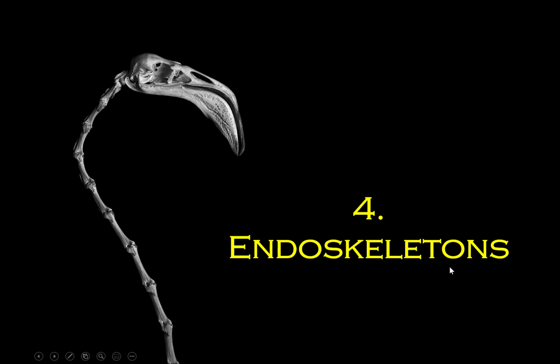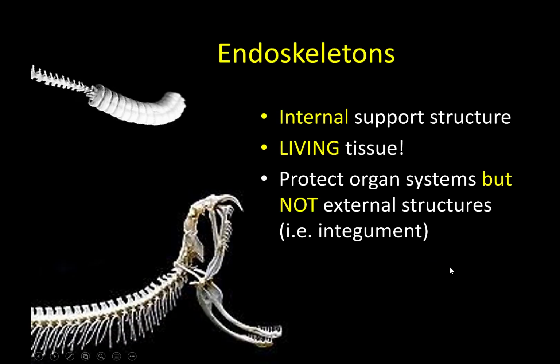All right, let's move on to our last class of skeleton, the endoskeleton. Remember that endoskeletons, we talked about this in lab, are internal support structures, and even more importantly, they're living tissue. Exoskeletons were made of non-living material, non-living chitin in particular. Endoskeletons, though, are different. They have living cells incorporated into them, so they are a true type of tissue.